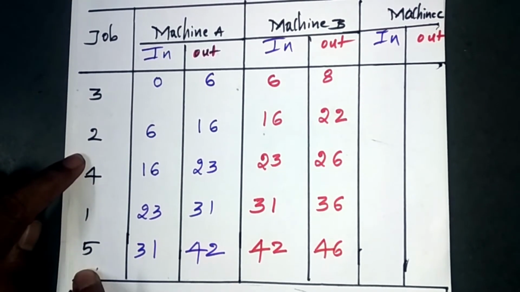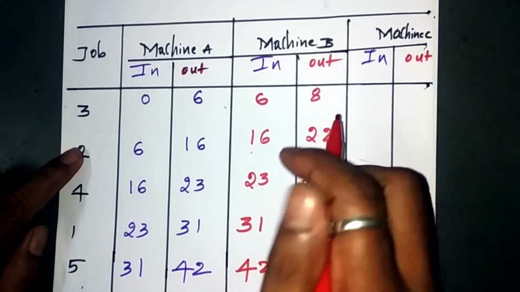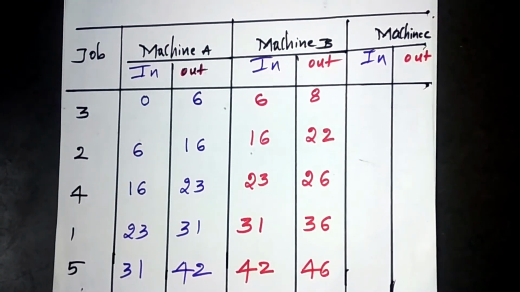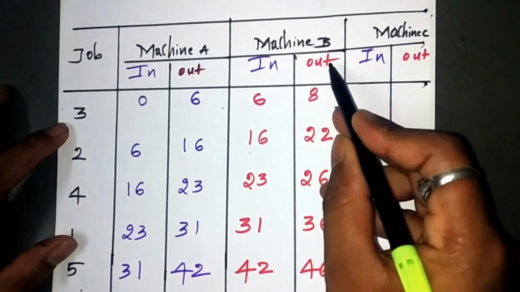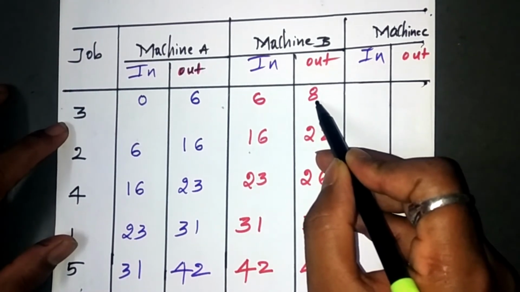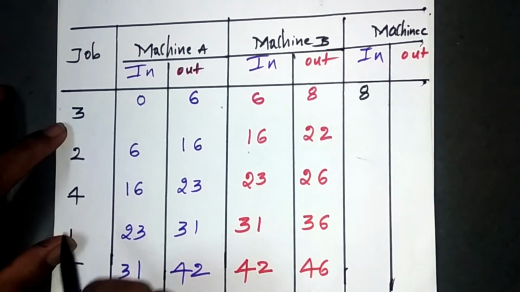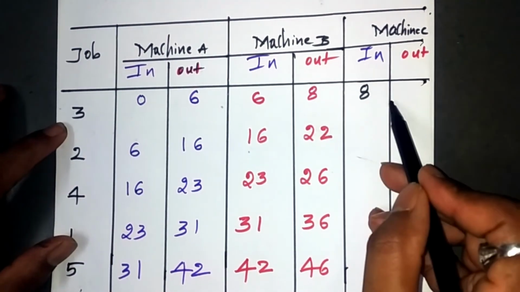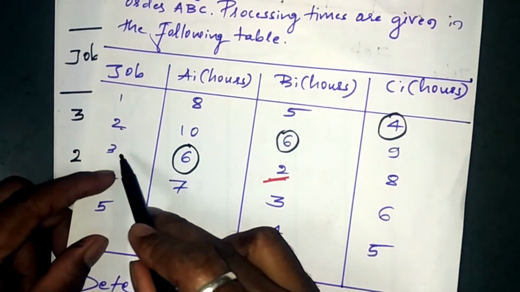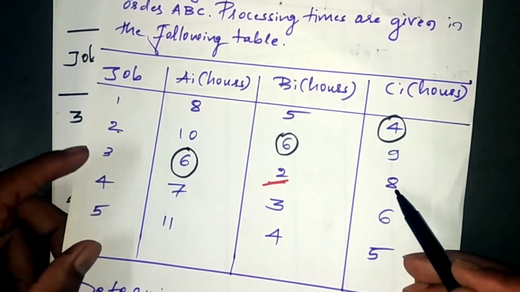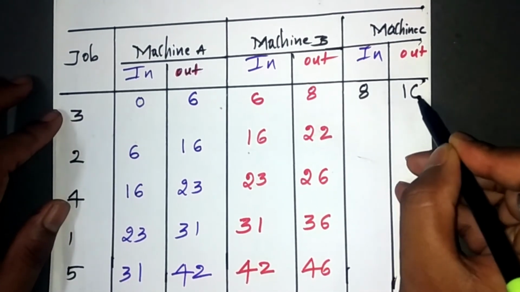Lastly, we're going to see the timings for machine C for all the jobs. First we will write it for the first job, that is job number 3. Job number 3 has finished its work on machine B at 8, so it's going to enter machine C after 8 hours. I'm going to write the in time as 8. Job number 3 on machine C, how much time is required? We will see it here. Job number 3 on machine C requires 8 hours. So I need to add 8 hours to this, and the total time for this is 16 hours.